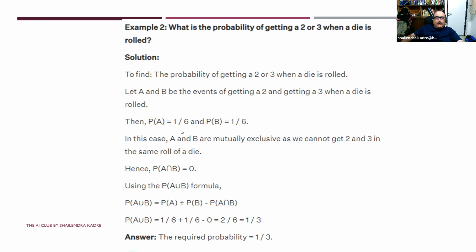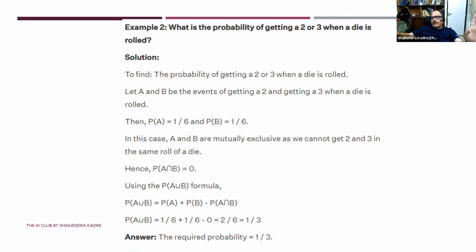Probability of getting 2 is 1 by 6, because 2 is only 1 and the total is 6. Probability of getting 3, P(B), is 1 by 6, right? In this case, P(A) and P(B) are mutually exclusive, because we cannot get 2 or 3 in the same roll of the die. Either we can get 2 or we can get 3.